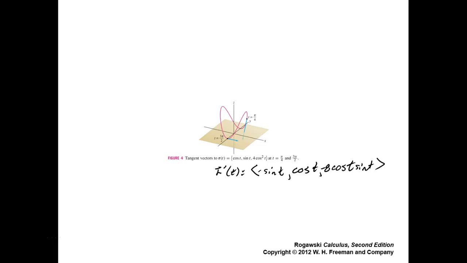Plot that with its tangent vectors at t equal pi fourths. So the first thing we need is the derivative at pi fourths. So at pi fourths, what's this? Negative square root of 2 over 2. Square root of 2 over 2.